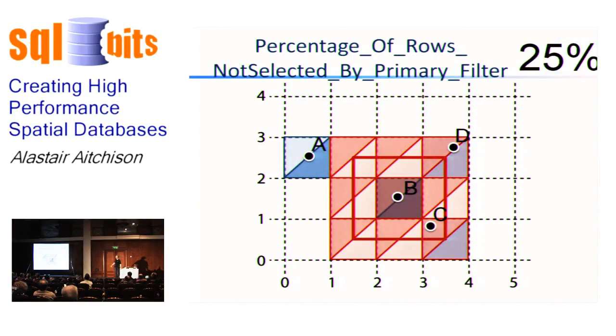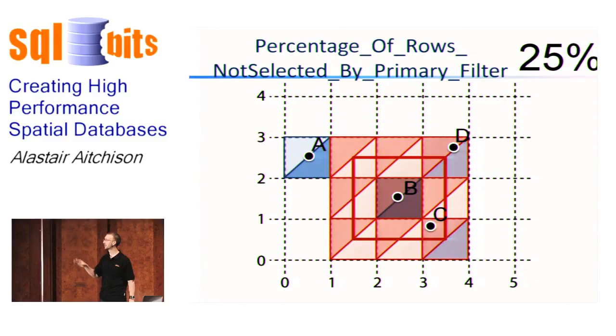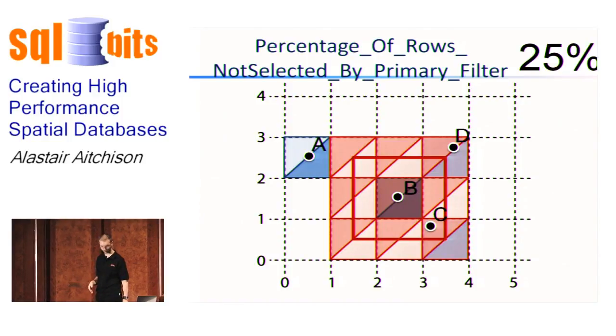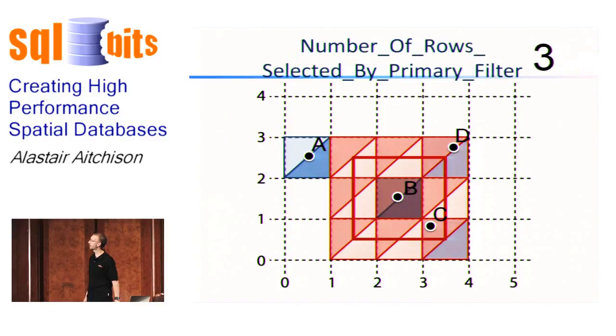For example, point A lies or partially intersects a cell that doesn't have any cells in common with the polygon, okay? That blue cell there doesn't have anything with the polygon at all. So we know, based on the primary filter alone, that that point definitely can't lie within the polygon, and we can exclude it from the primary filter. So that's 25% of the rows from our base table. We don't have to bother calling ST intersects on them because we know that they can be excluded. That leaves us with the remaining 3 points, and they are selected by the primary filter.